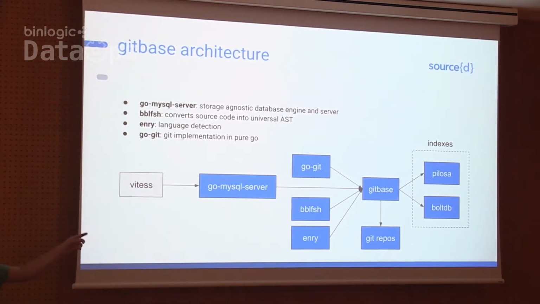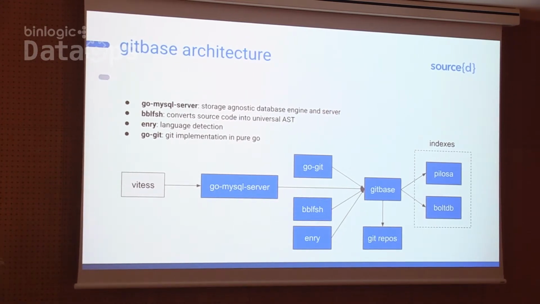Then we have this go-mysql-server that is a project from us that is the engine of the database. It's the one that knows how to do the joins, how to do the sums, how to do the count, etc. But it doesn't know anything about the storage. It's storage agnostic. So if you want to create a new database that instead of talking to Git talks to, I don't know, LDAP, you can do it with that and just create the storage implementation that knows how to retrieve this information.